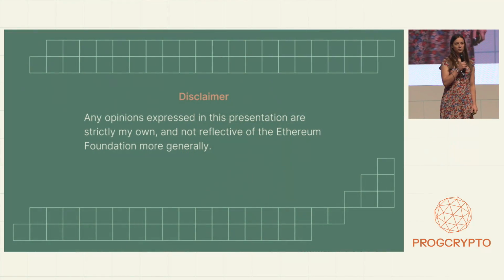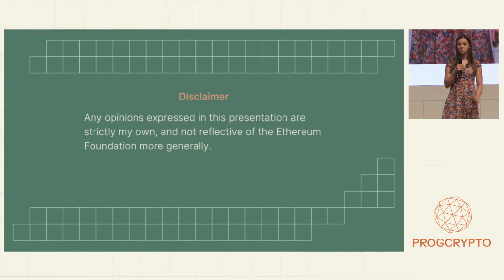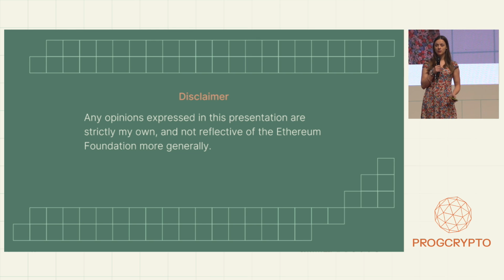Hi everyone. Today I'm going to be talking about randomness beacons and some recent analysis on the MinRoot sequential function. I'm going to start with a disclaimer: any opinions expressed in this presentation are strictly my own and not in any way reflective of the Ethereum Foundation more generally.